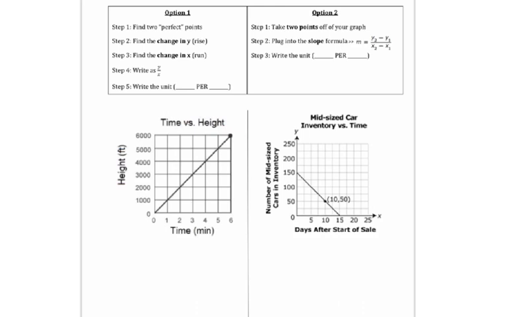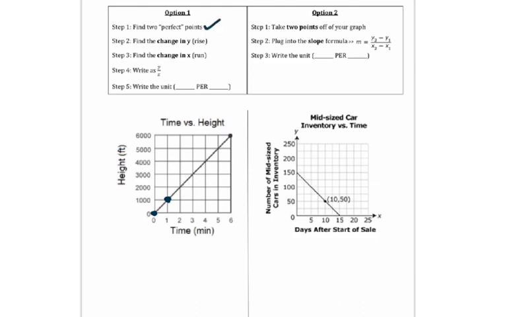So in the first one, it says find 2 perfect points. What that means is it's a point that crosses the corner of a box. So that's a perfect point, that's a perfect point, that's a perfect point. In this one, the origin, 0, 0, that line cuts through the origin. So that's the easiest perfect point to choose if that's on the graph. So the first step, find 2. So here is 1, here is another perfect point. Very easy. Step 1. Done.